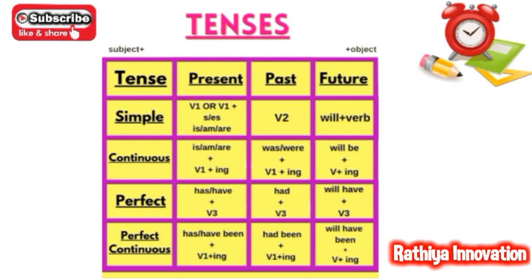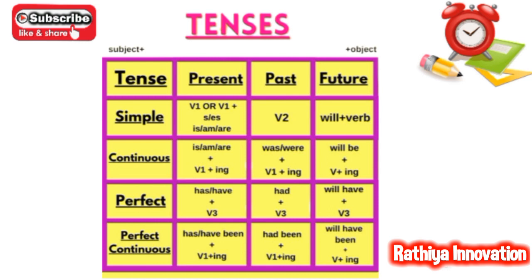For future continuous tense, it is used to describe ongoing actions that will happen in the future. The construction is subject plus will be plus verb plus ing. And future perfect is used to express completion of an action before a future time. The construction of future perfect tense is subject plus will have plus verb 3. So these are the definitions of the tenses along with their construction.